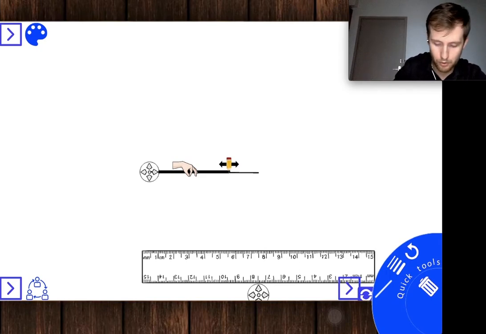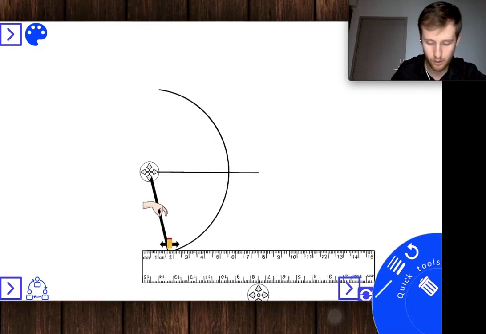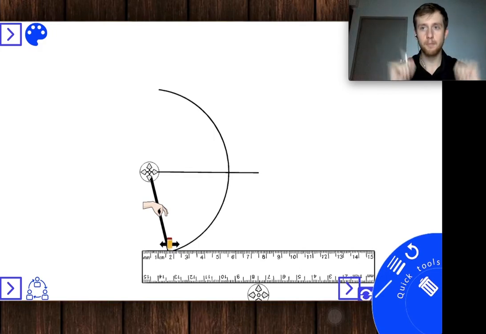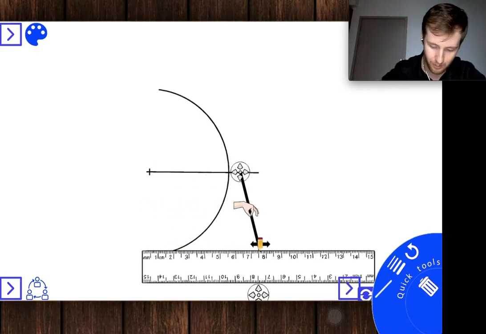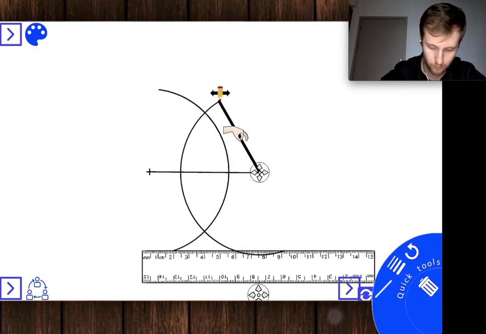Okay, and what we have to do now is draw an arc like this. And then, without changing anything about the compass, do not change the length of the compass, just move it and place it here on the other end of this line. And then let's go like this.